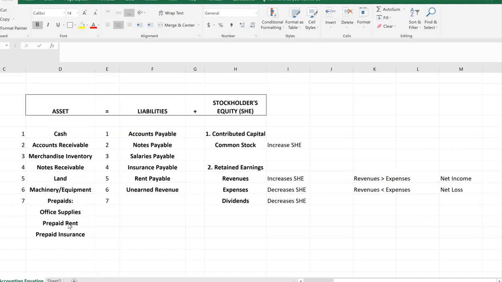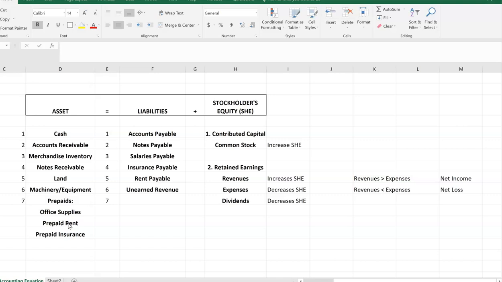I am paying in advance of spending time in the offices. Okay, that's an asset because I'm paying for an advance and I have the future use of those offices available to me because I prepaid for them.